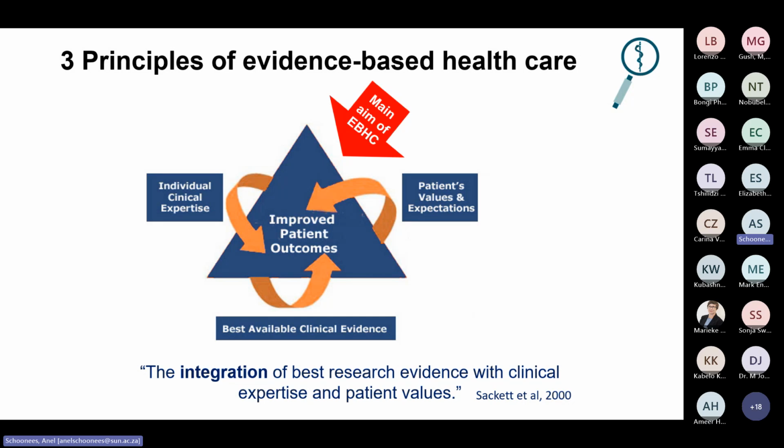And there are three important principles which underpin evidence-based healthcare, and they are included in the definition from Dave Sackett et al. It's a merge between looking at the best available clinical evidence, also taking into account the specific healthcare professionals' experience and expertise, and then also merged with the values and expectations, the culture, the preferences of the patient itself. And those three things together help us to improve patient outcomes.